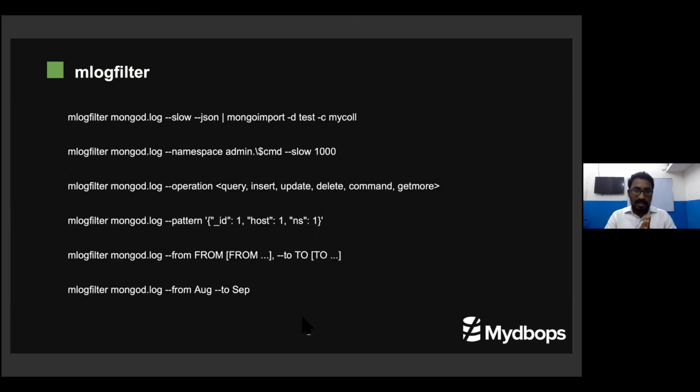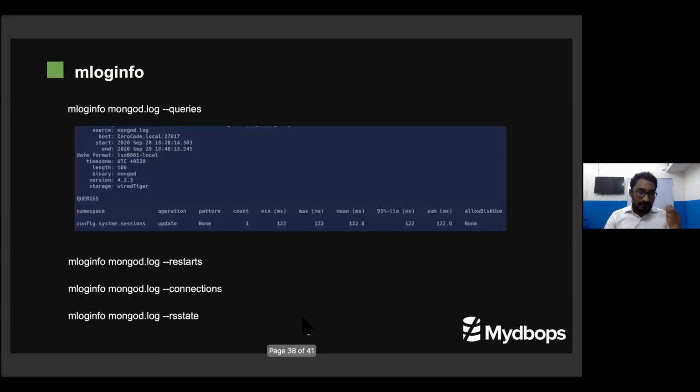For example, I have a log file. I need to take the slow log and do some performance tuning on it. You can directly import the slow log into a database collection itself. Those are a few examples. With mloginfo, you can check which queries are running slow, what the query pattern is, what the mean time and max time are, and how many times it ran in the particular log file. You can get all the details from info.